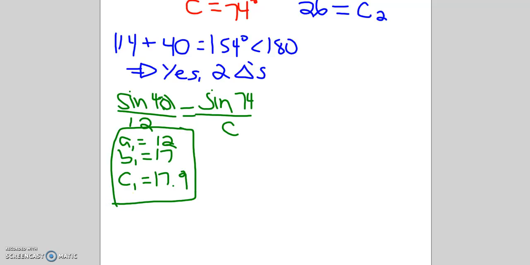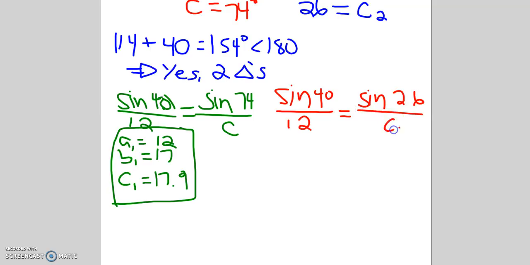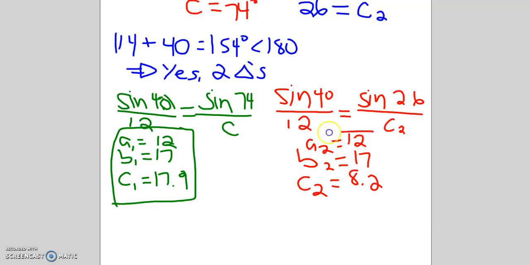And then we need to go back and find the sides for our second triangle. So that would be sine of 40, again, over 12 equals sine of 26. So this is our angle C for our second triangle, over C2. And once we solve that, we'll get C2 equaling 8.2. And then still B2 equals 17, and A2 equals 12 still. Okay, and those are the three sides of our two triangles.